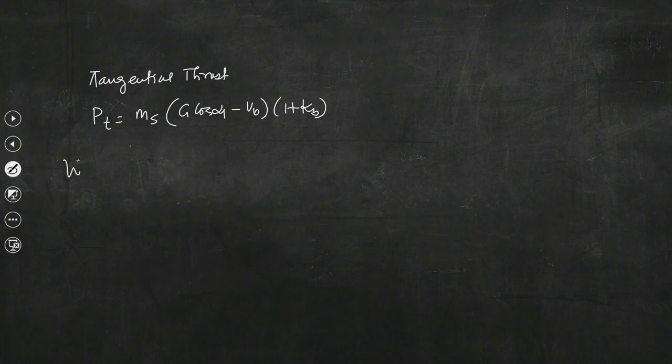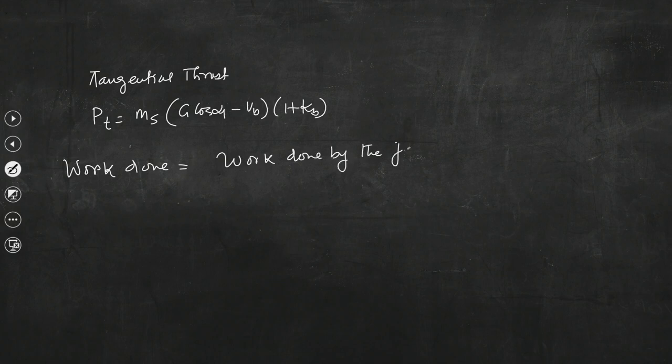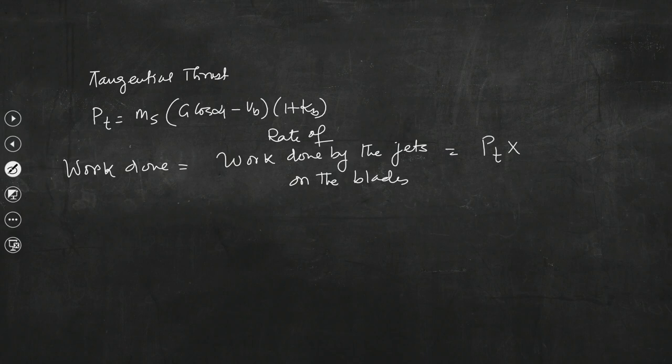Okay. So, what is work done? That is the rate of work done by the jets on the blades. So, that is nothing but Pt into Vb, right. And so, this is the work output.